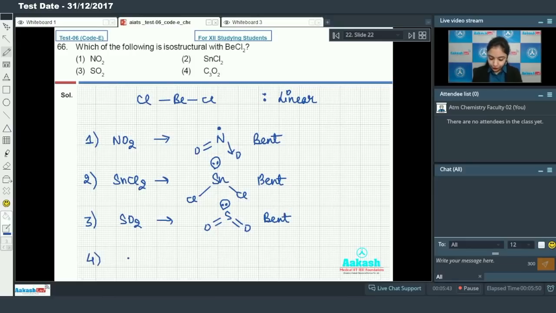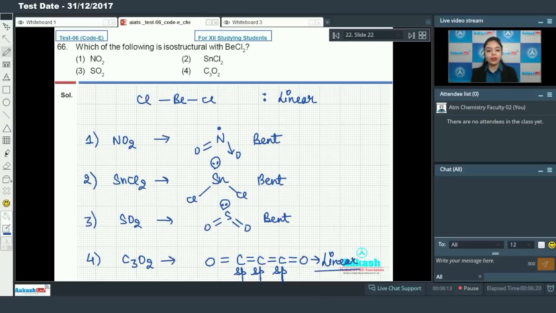Now we have the fourth option, that is C3O2, which is also known as carbon suboxide. This is a very special molecule. This is the structure for carbon suboxide, where the hybridization of each carbon atom is sp and the shape is linear. So we can say that beryllium chloride and C3O2 are isostructural. So option number 4 will be the correct answer.